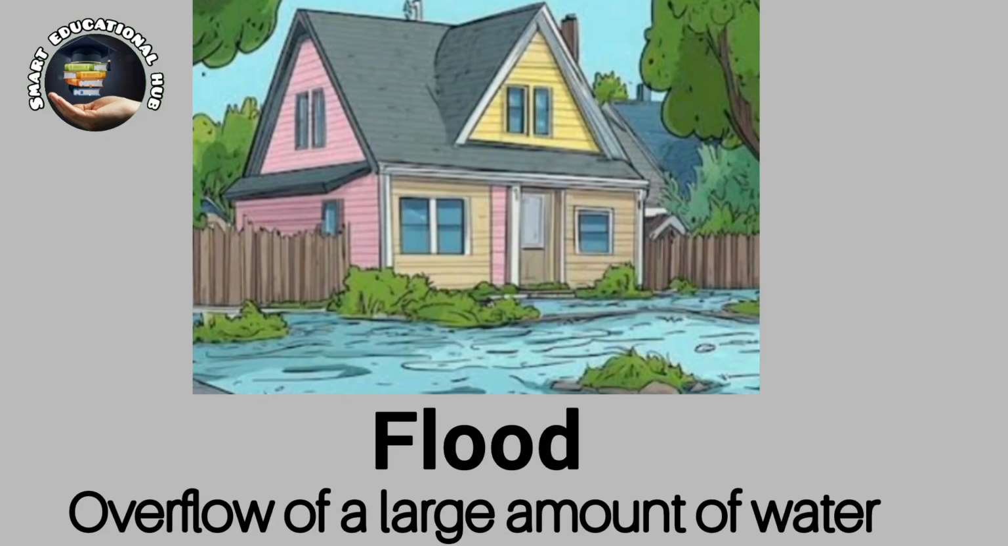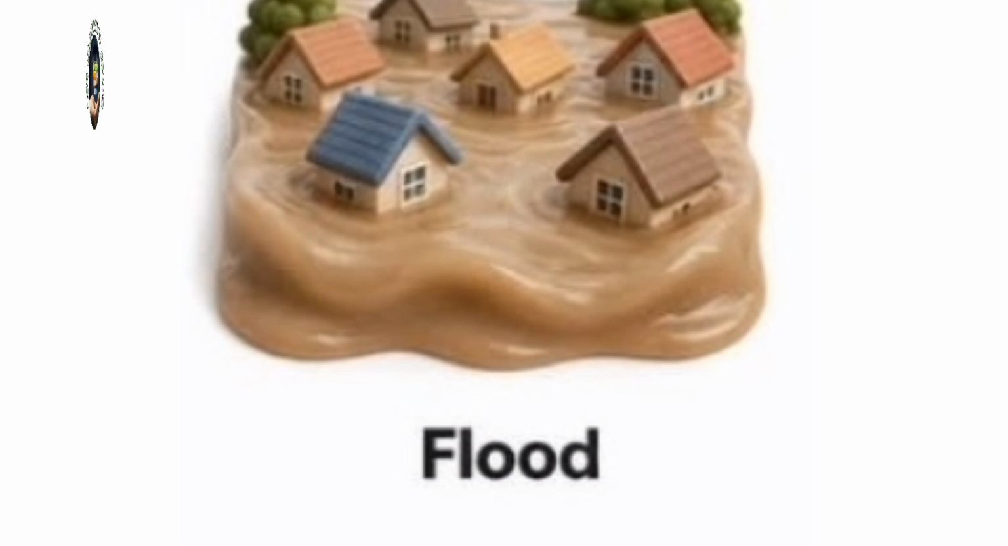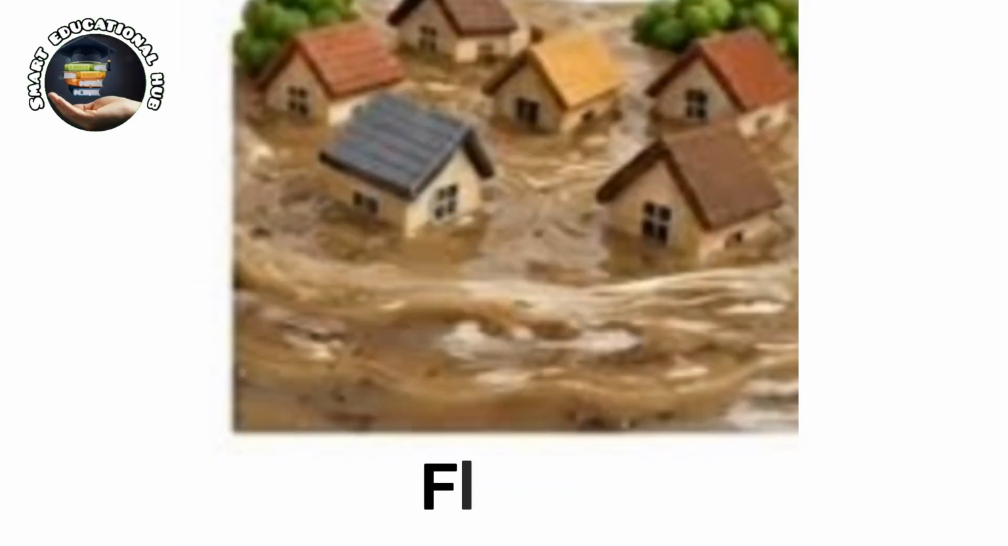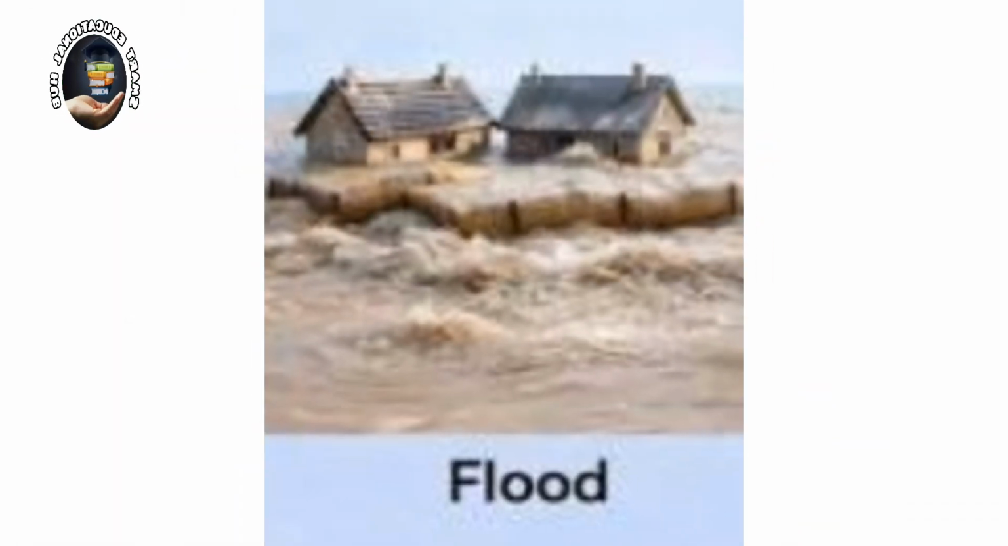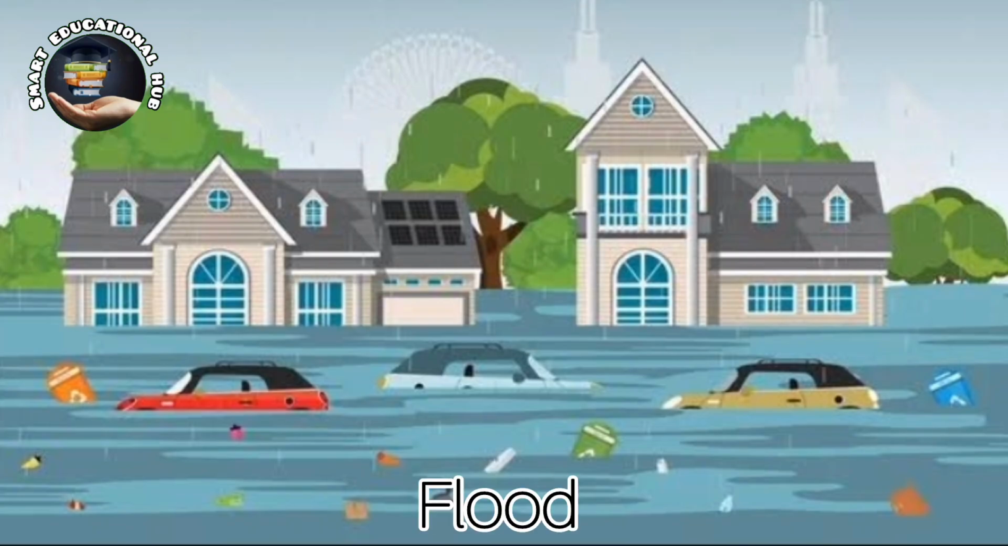Flood. A flood is a situation where a large amount of water covers land that is normally dry. It usually occurs when rivers, lakes, or seas overflow or when there is heavy rainfall that the ground and drainage systems cannot absorb quickly. Floods can spread over wide areas, damage homes, roads, crops, and can also disrupt daily life and transportation.